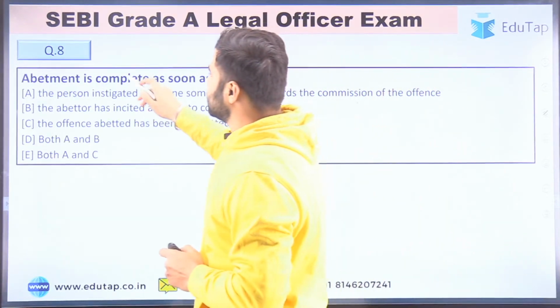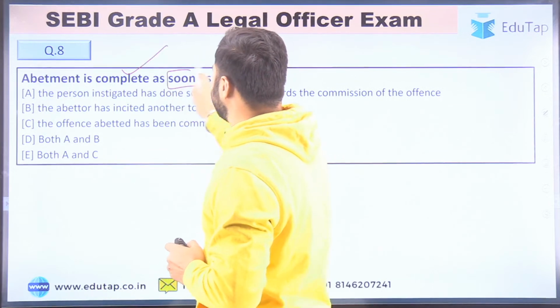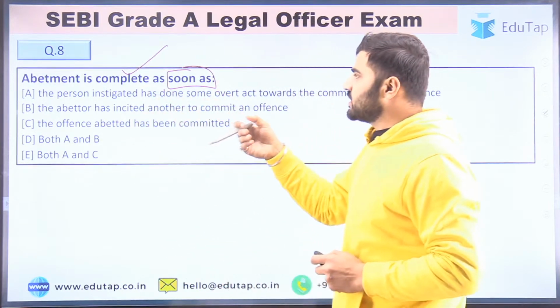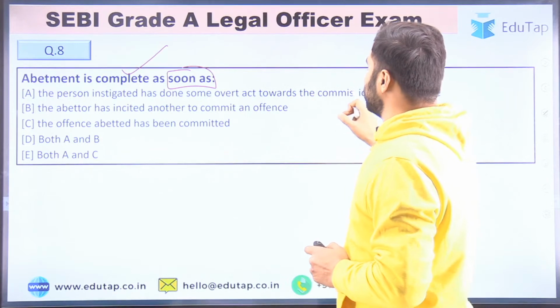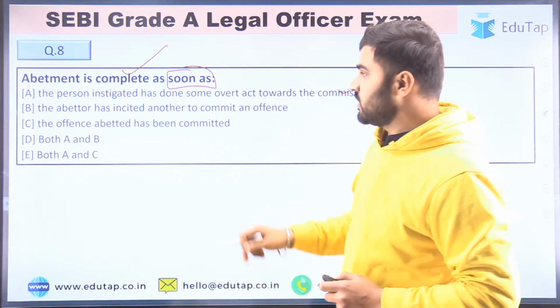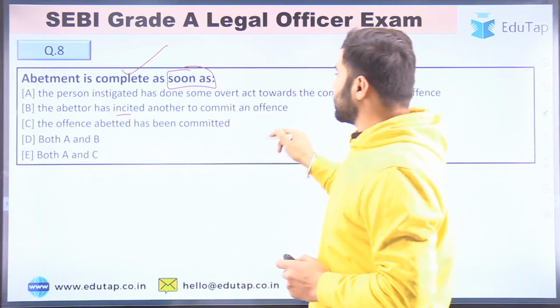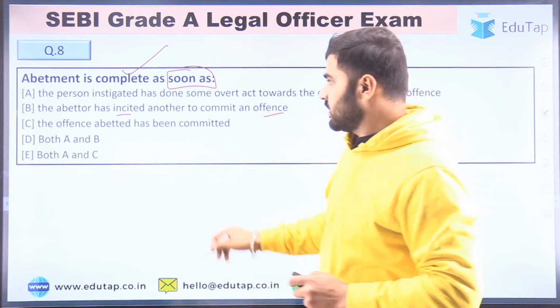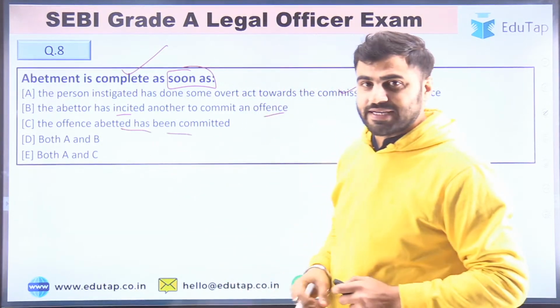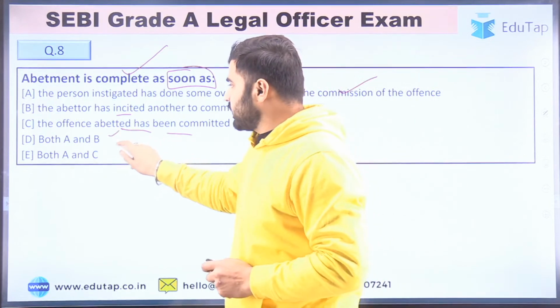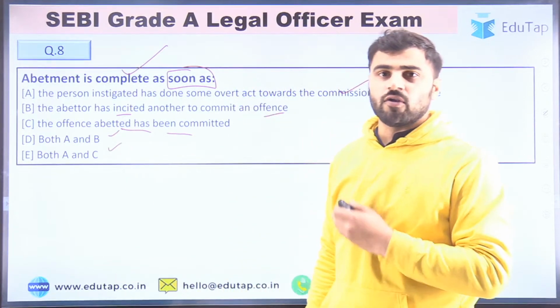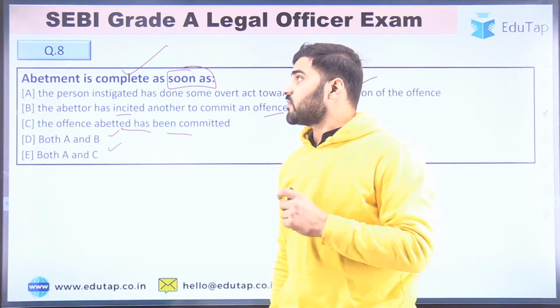Question number 8 is, abetment is complete as soon as: A, the person instigated has done some overt act towards the commission of the offense; B, the abettor has incited another to commit an offense; C, the offense abetted has been committed; D, both A and B; E, both A and C. So which of the following is correct, guys? Tell me the right answer for question number 8.